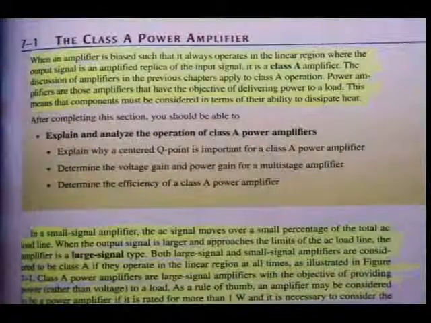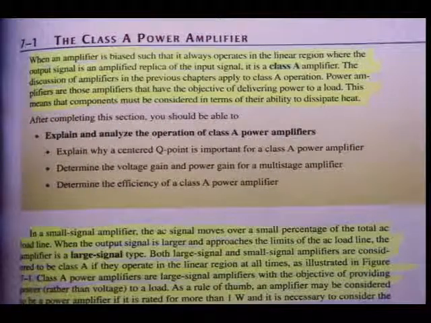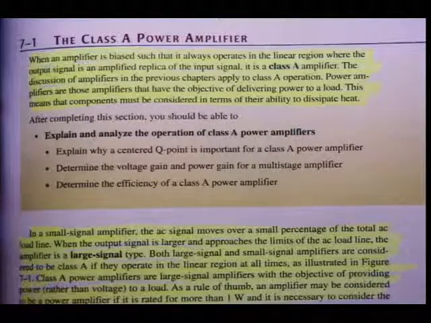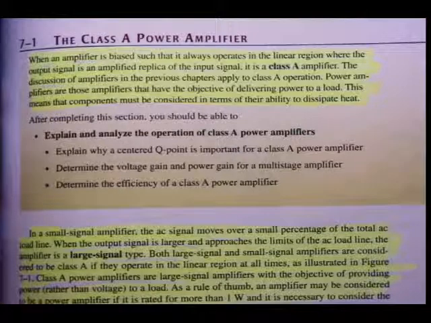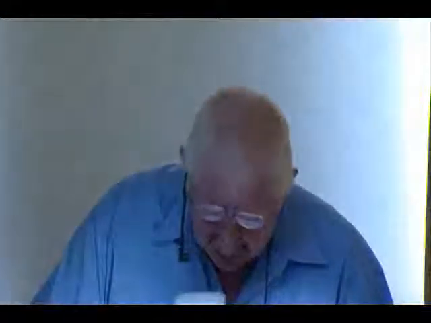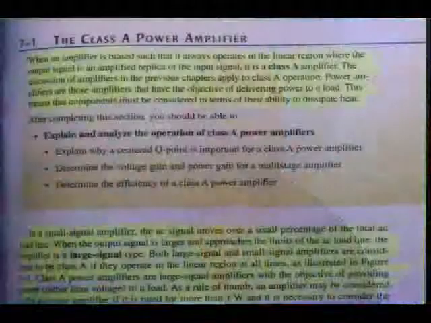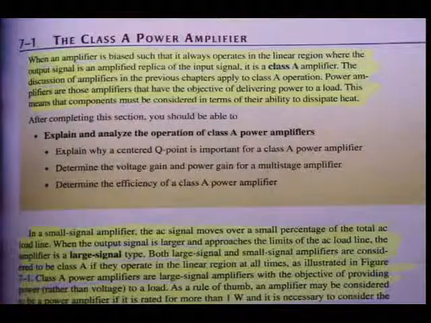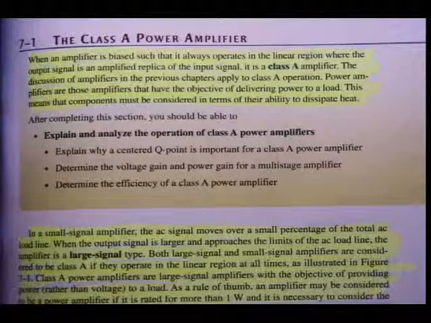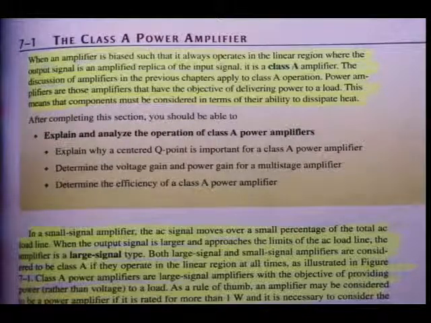You can mark the introductory paragraph there, where it says, when an amplifier is biased such that it always operates in the linear region where the output signal is an amplified replica of the input signal, it's a Class A amplifier. Does it sound familiar? Basically what we have discussed up to this point, as they say here in the introduction as well. The discussion of the amplifiers in the previous chapters applied to Class A operation. Power amplifiers are those amplifiers that have the objective of delivering power to a load. This means that the components must be considered in terms of their ability to dissipate heat.